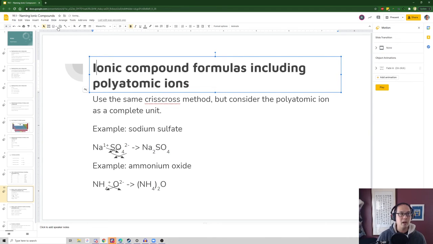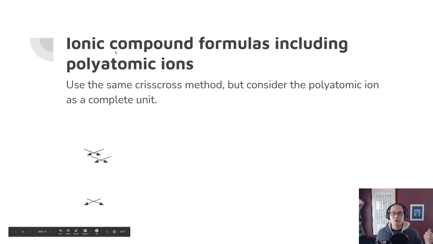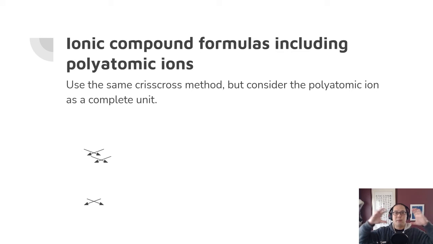If you're doing ionic compounds with these polyatomic ions, you're just going to use the same crisscross method. However, you're going to consider the polyatomic ion as a complete unit, and the easiest way to do that is to put it into parentheses. Let me show you how this looks.